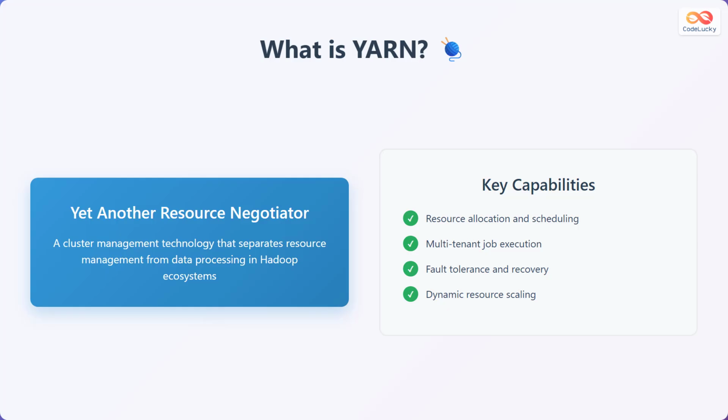Some of YARN's key capabilities are: first, resource allocation and scheduling, meaning YARN decides how resources are assigned to different jobs. Second, multi-tenant job execution, which allows multiple users and applications to run simultaneously. Third, fault tolerance and recovery, that helps to ensure jobs can recover from failures. And fourth, dynamic resource scaling, that enables resources to be adjusted based on demand.